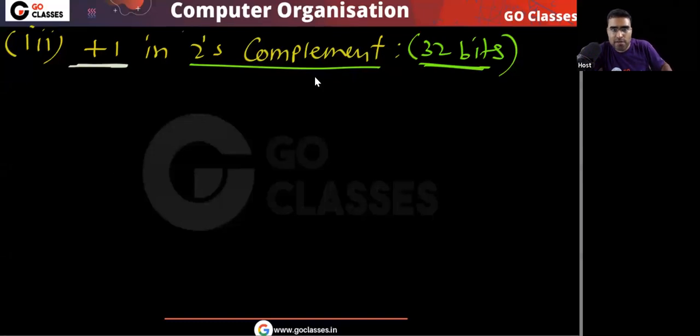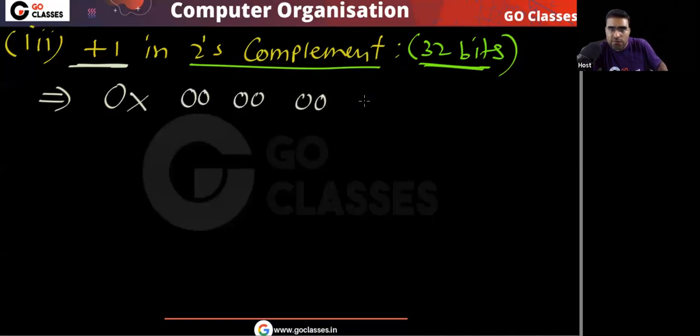+1 in 2's complement. For positive numbers, 2's complement is the same as the sign magnitude system. Yes or no? So how will your +1 look? Very simple. All zeros ending with 1. So your +1 data is like this. In hexadecimal, if I write, that will be all zeros, and finally at the end, there will be 1. If you want, you can write it in binary also. In binary, it will be like this. All zeros.